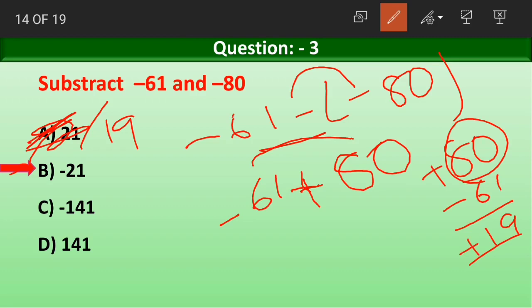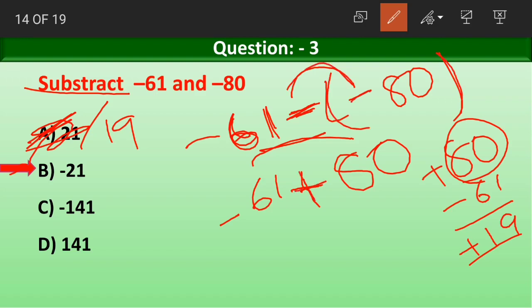Is this clear, class? The first integer is minus 61. Then as they are asking us to subtract, we put up the minus sign, then the second integer is minus 80. So we put it inside a bracket as it also has a sign of its own.